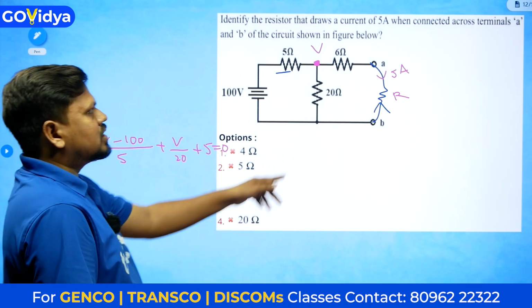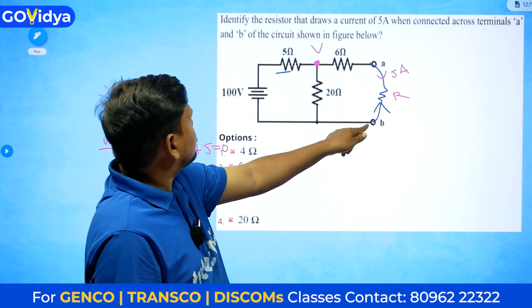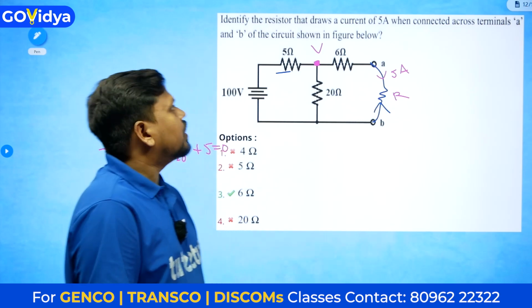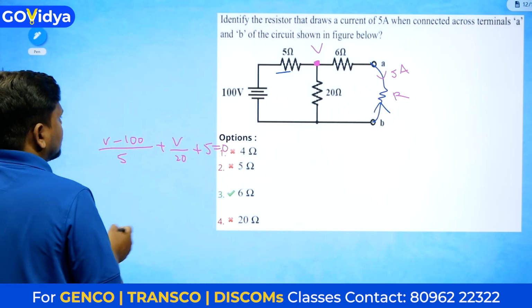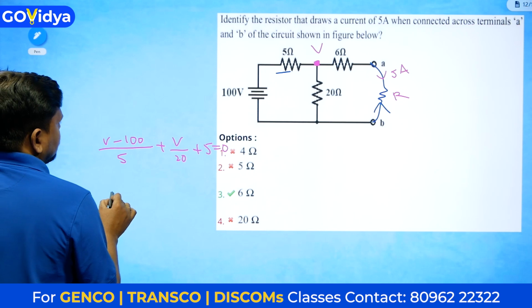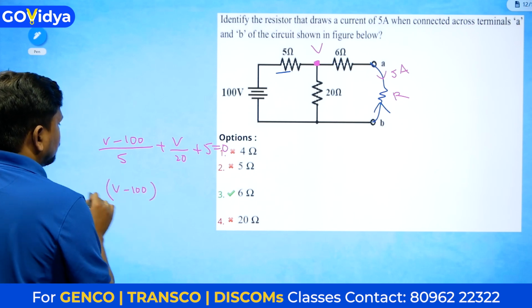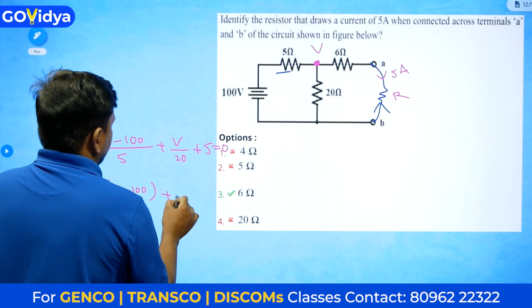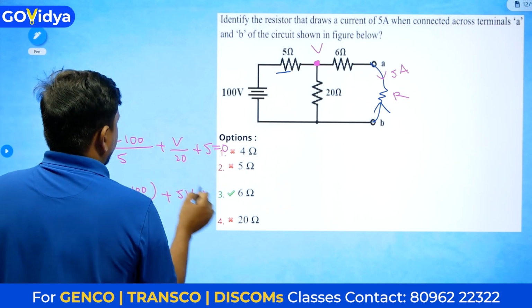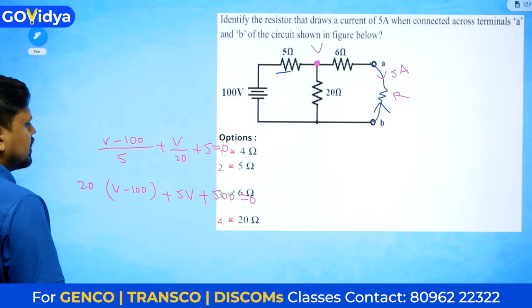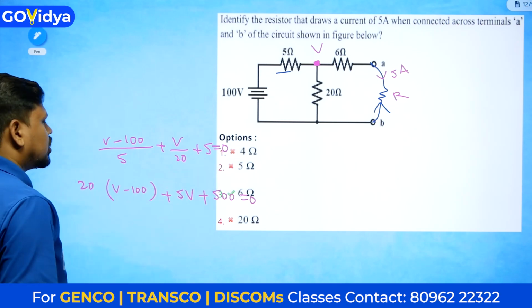Actually, if you consider the current from A to B, it is 5 amperes, and B to A is minus 5 amperes. Anything you can consider. So for V minus 100 by 5 plus V by 20 plus 5 equals 0, just take the LCM: V minus 100 into 20... plus 5V plus 100 into 5 is 500, equals 0. Take the LCM and send it to the other side.